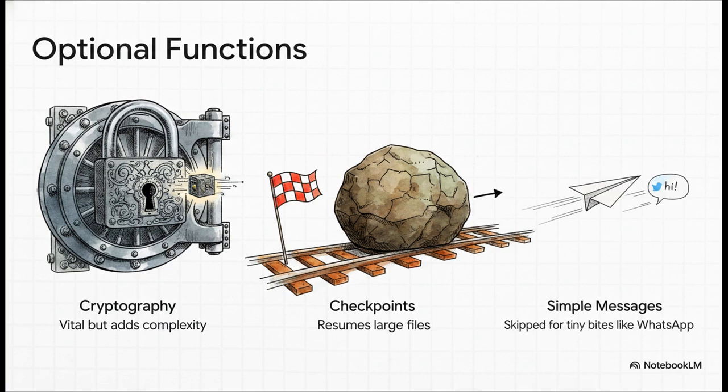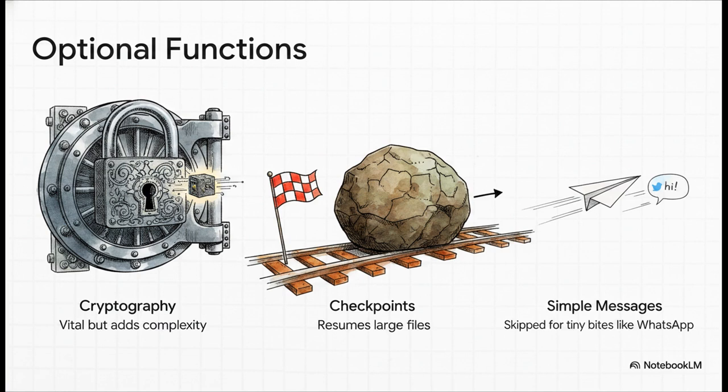If a huge 500 megabyte download fails at 301 megabytes, a checkpoint lets you smoothly resume at 300 instead of restarting from 0. But we skip those checkpoints entirely for tiny, simple data bytes, like a quick WhatsApp message. Adding that heavy functionality there would just bog down a fast, simple system.